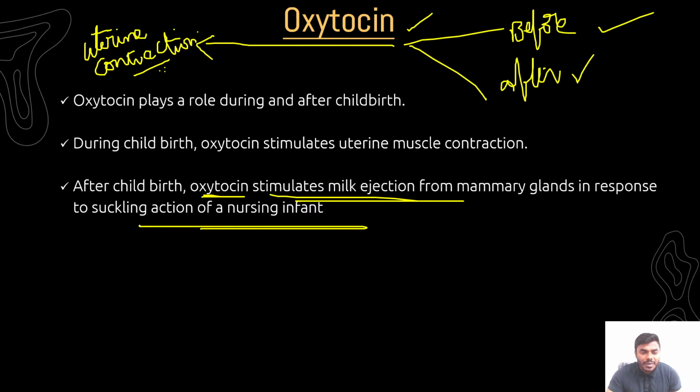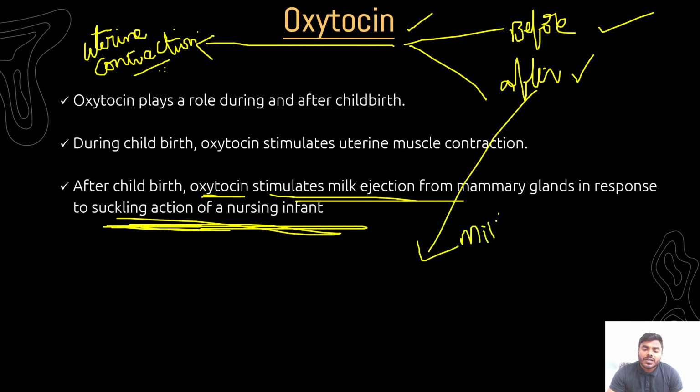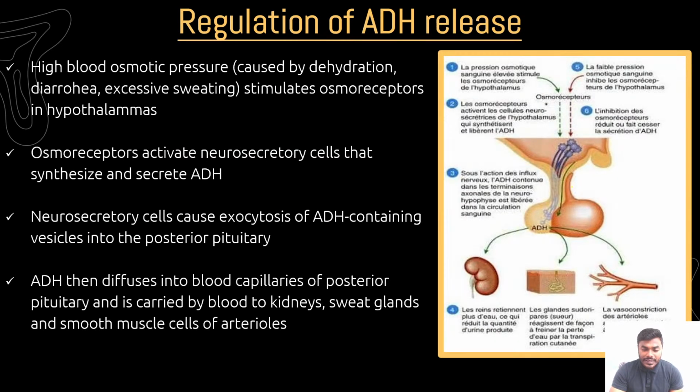Whenever the newborn baby is suckling the mammary glands, oxytocin concentration increases, and oxytocin ejects the milk out from the mammary glands in response to the suckling action of the nursing infant. So before birth it is involved in uterine contraction, and after birth it is required for what, friends? Milk ejection. It does not have any direct or indirect role in milk production. Please don't get confused with that.